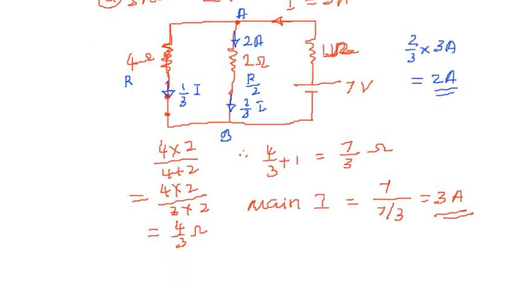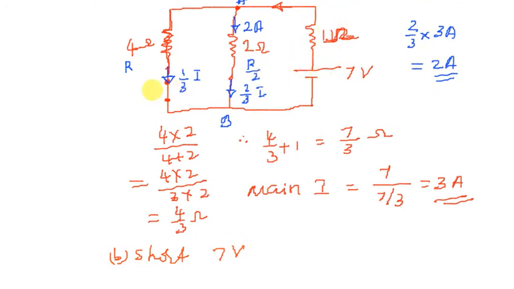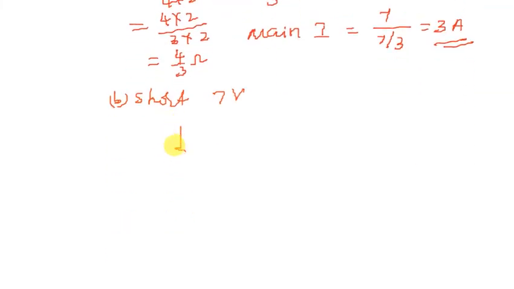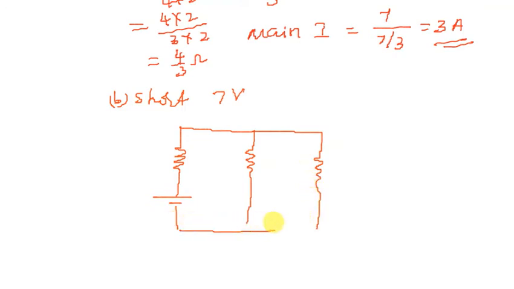Now consider the second point, that is to short the 7 volt battery. So when I make this 7 volt battery shorted and put the other battery again, that is the 28 volt battery, should be replaced now. So considering that one, here is 4 ohm and here will be the 28 volt battery, and in the middle we have the 2 ohm resistor, and here is the 1 ohm, and you can see that the 7 volt battery is now shorted.